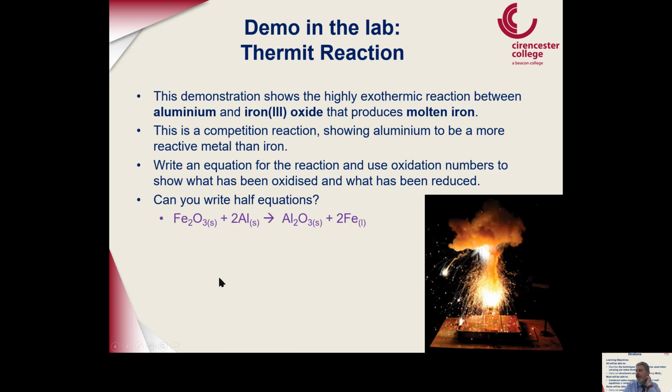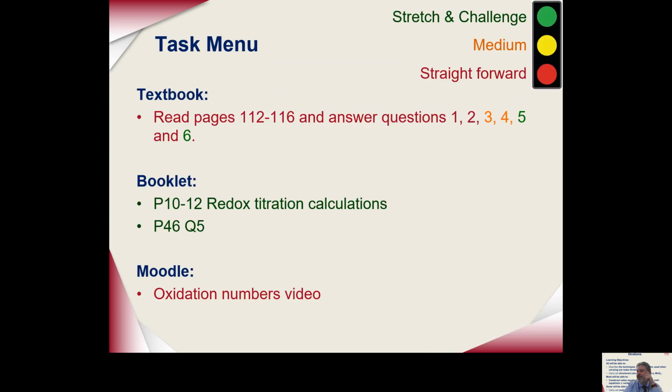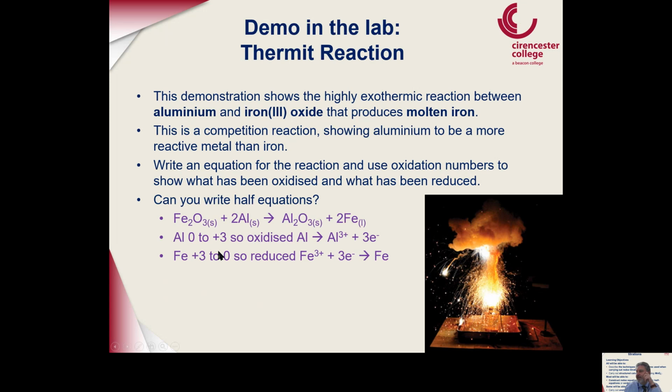So here are our half equations, or here's the main equation, and then we need to get the half equations. So we've got iron(III) oxide reacting with aluminium, making aluminium oxide plus iron. So aluminium's gone from 0 to +3, so we need to have that. Aluminium becomes Al3+ plus 3 electrons. Iron has gone from +3 to 0, so it's been reduced. So Fe3+ plus 3 electrons makes Fe. That looks quite good because we've got the same number of electrons in both half equations. And so that's how you can put this equation together.